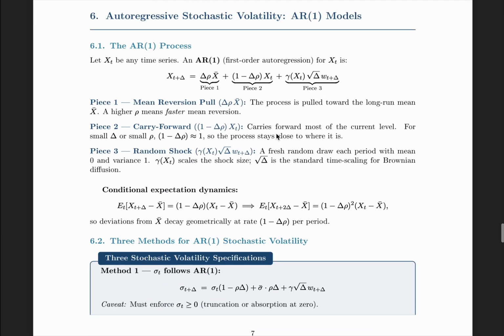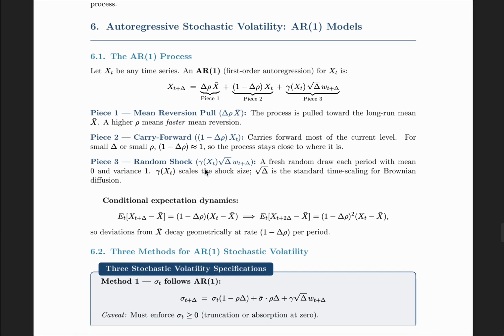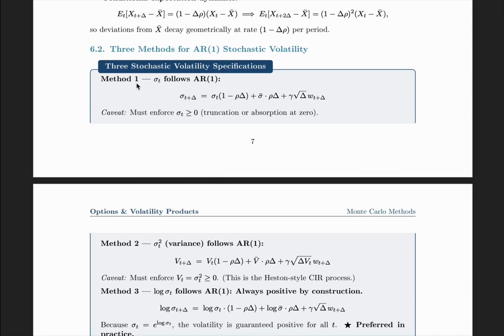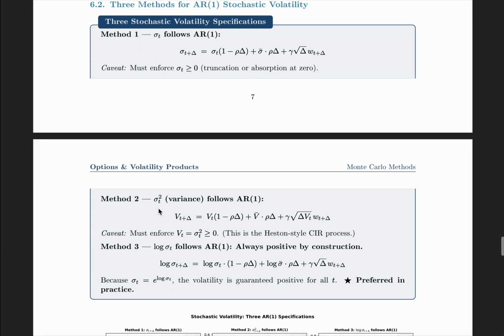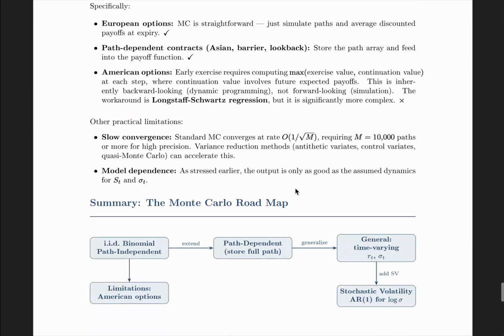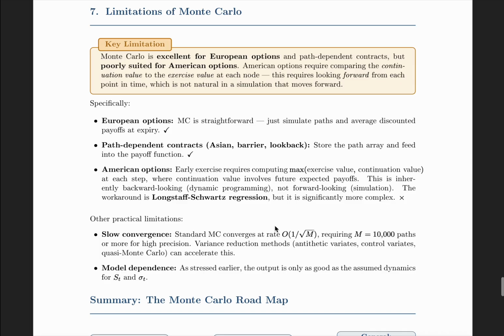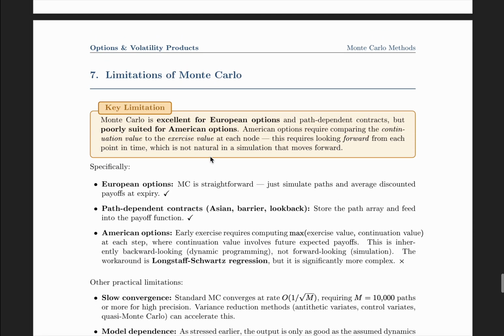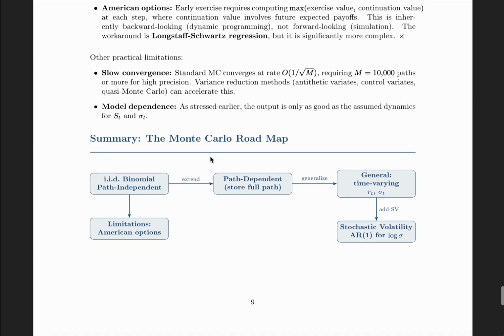And then I'm going to cover this AR1 process in a separate video where we will go through 3 different approaches to estimating sigma, compare them and contrast them. And at the very end, in part 2 of the video, we're going to analyze some limitations of Monte Carlo. So that is it for now.